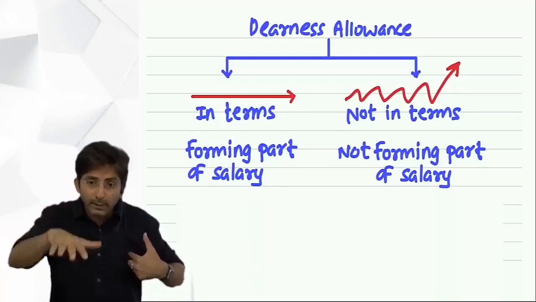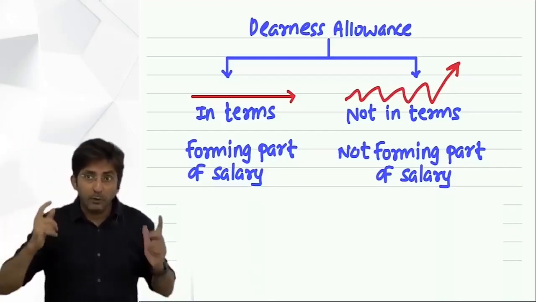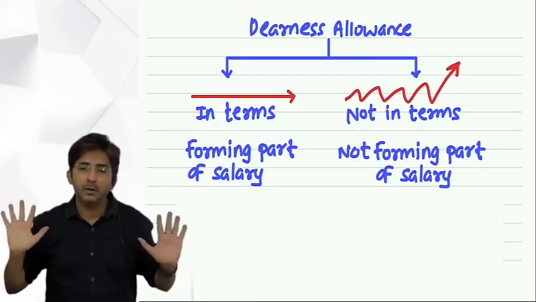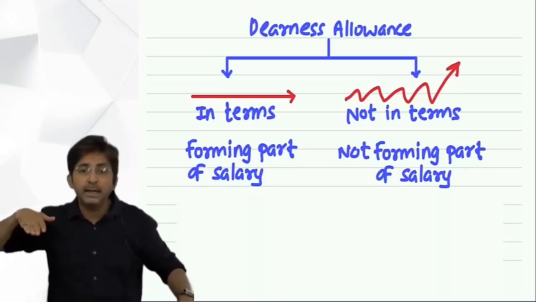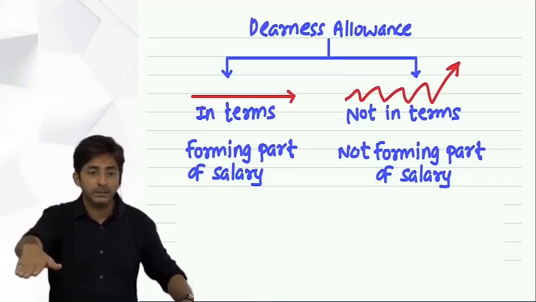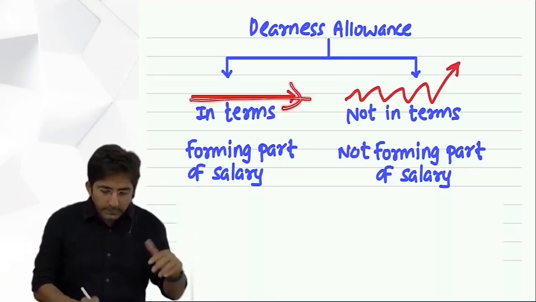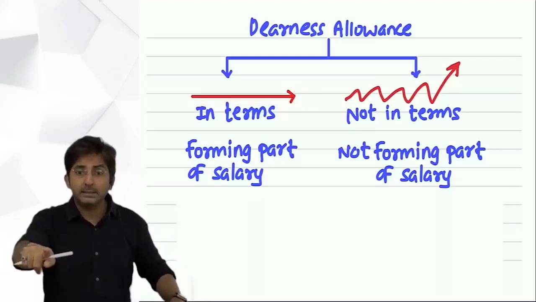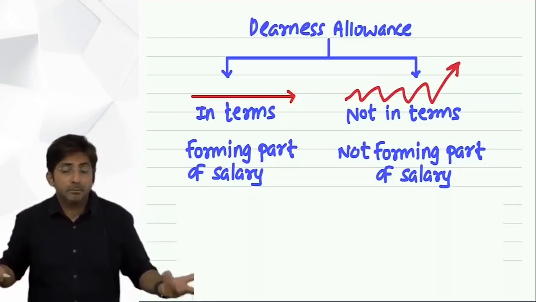Means if your dearness allowance doesn't move as per inflation, it goes as per the terms and condition of the boss. It is called in terms. That means such DA will remain constant irrespective of the inflation. Constant means, see, this arrow indicates what you know. This dearness allowance will remain constant always. Yes, it will increase. But if I want to increase, I am your boss. My terms.